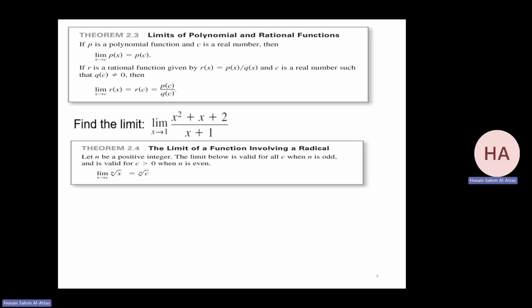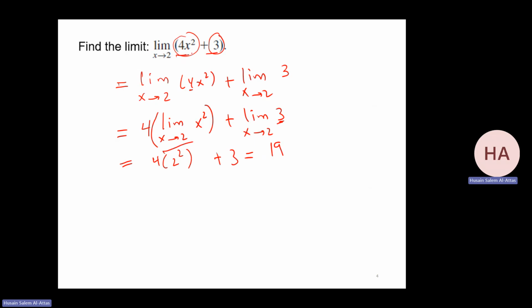Now, actually, it's more than that. If you have any polynomial, since polynomial functions are continuous functions, to find the limit, just substitute. So this one is just a polynomial. To find the limit of 4x squared plus 3, I just substitute. Since this is a polynomial, 4 times 2 squared plus 3, which is 19.